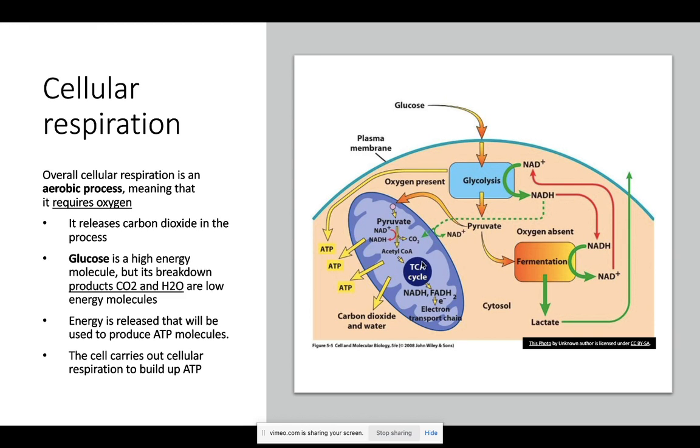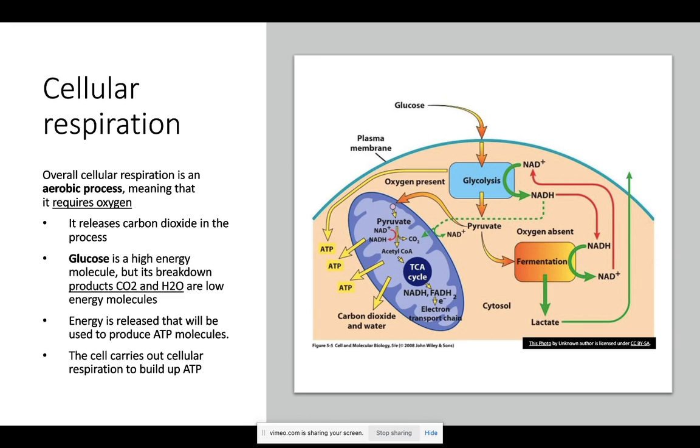Acetyl-CoA then enters into the citric acid cycle, right? And there's a series of crazy reactions in here that I had to memorize in my biochemistry class that I will not make you memorize. But I just want you to realize that there is then a transfer of electrons that goes to the electron transport chain.